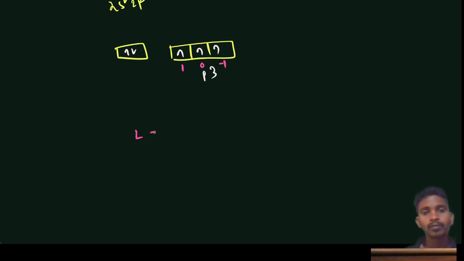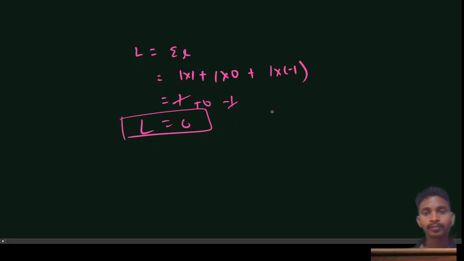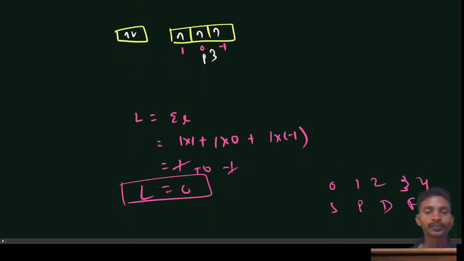So the L value will be the summation of the L values, that is 1 into 1 plus 1 into 0 plus 1 into -1, that is 1 plus 0 minus 1, and we get 0. So the L value is 0. Whenever it is half filled or fully filled, the L value we will always get is 0. So that is 0, 1, 2, 3, 4, which is S, P, D, F, and G. So the L value is S.